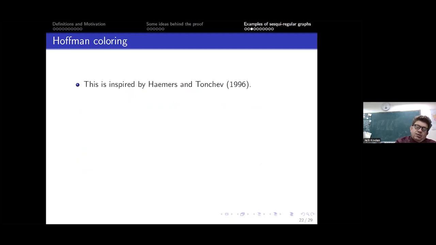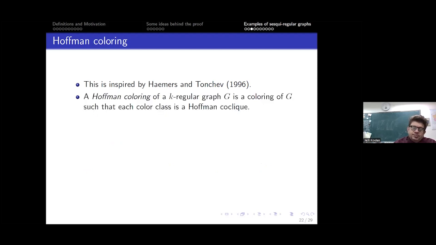The following is inspired by Haemers and Tonchev. So the Hoffman coloring of a k-regular graph is a coloring of G such that each color class is a Hoffman co-clique. And this is an optimal coloring. You cannot do better, you cannot color with fewer colors. And the only way with this number of colors is from this kind of coloring.